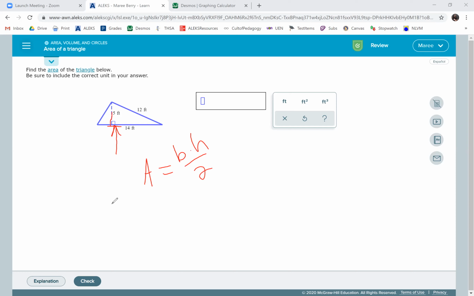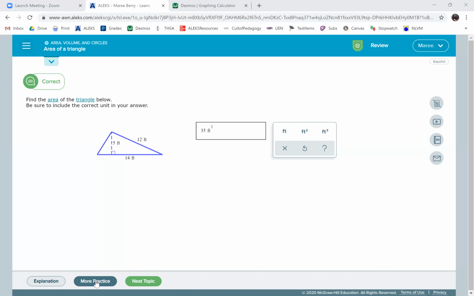Sometimes I like to look at both numbers. If one of them is even, I'll divide it by 2 first. So for instance, this 14 is even, so I'll take half of that and do 7 times 5. So the area is actually 7 times 5, or 35. And then we just square the label. So it's going to be 35 feet squared. So we do base times height, and then we divide it by 2.